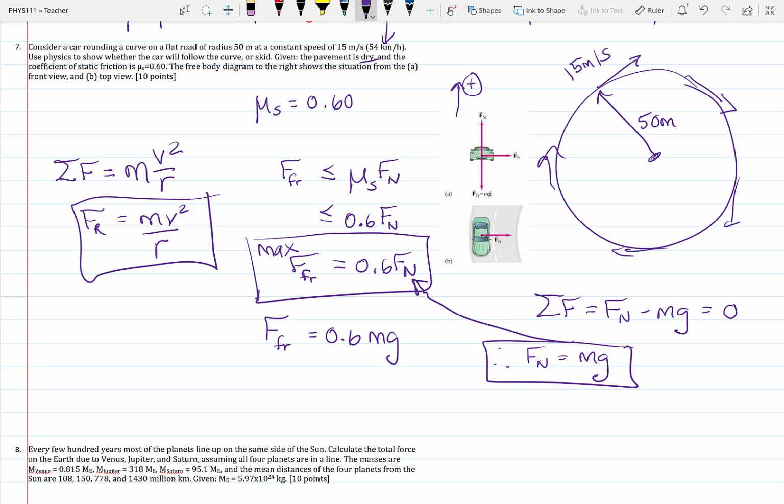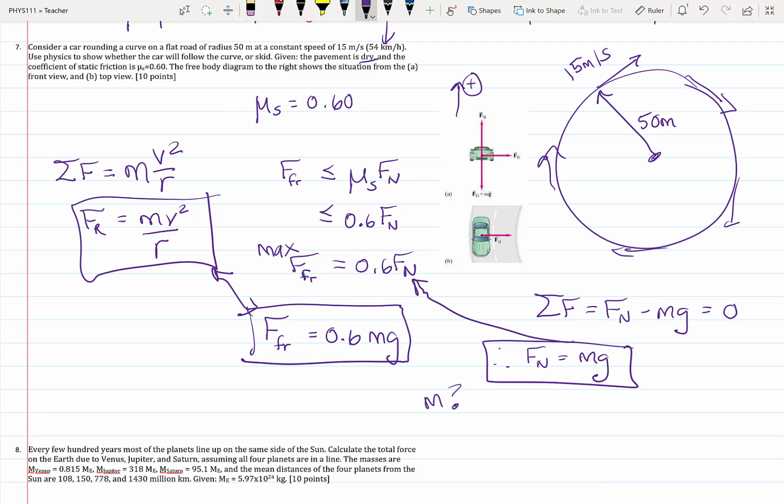Oh, that still doesn't help me, does it? It still doesn't help me because I don't know what the mass is. What's the mass? Well, actually, to solve the problem, I don't need to know what the mass is, remember? I just need to show that the frictional force is bigger than the force due to our centripetal motion. How can I do that? Well, I need to show that mv squared over r is less than the force of friction, right? If this is true, then we're not going to skid.